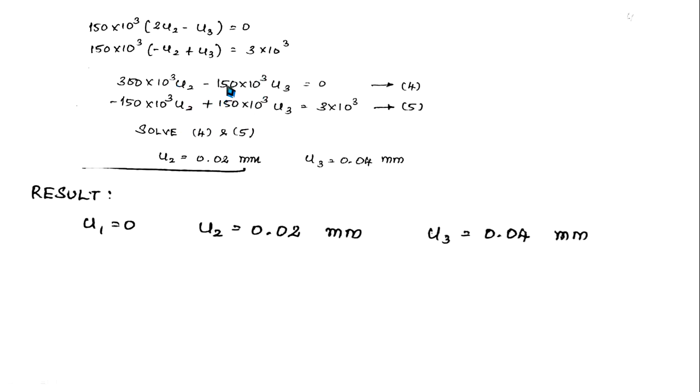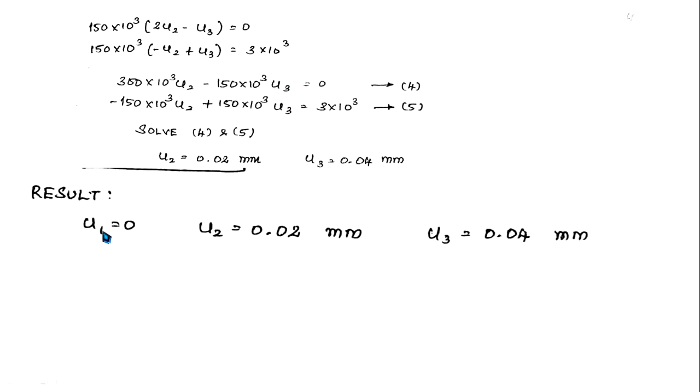Or else, as usual, you can sum it up. If you sum these two equations, u3 will be eliminated, so this will be 150 u2 equal to 3 into 10 power 3. From that you can calculate u2. Again, after calculating u2, substitute in any one of the equations and calculate u3. That is the end of your problem.